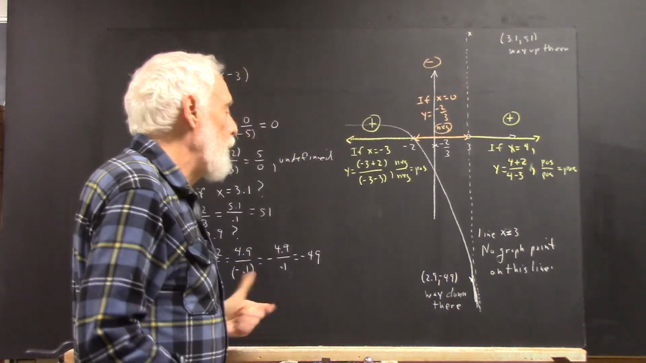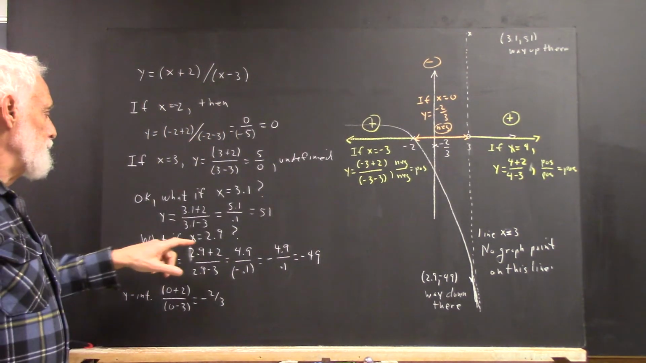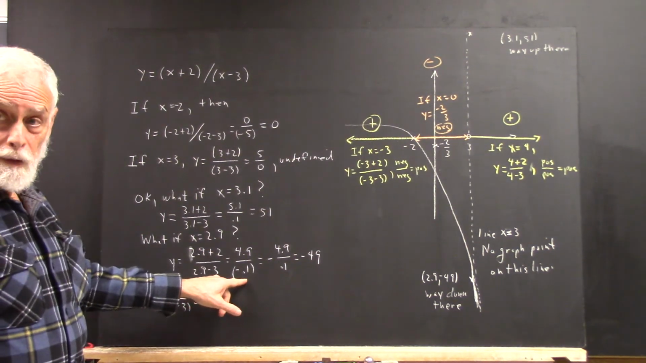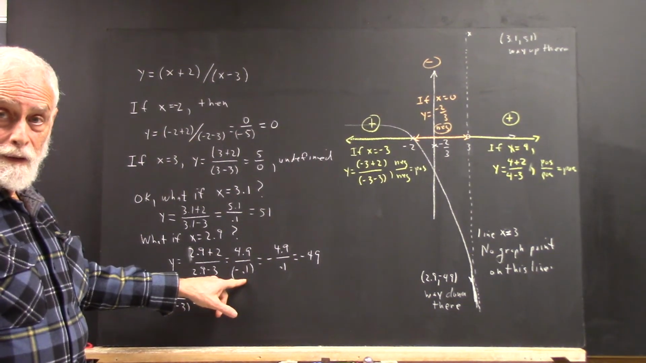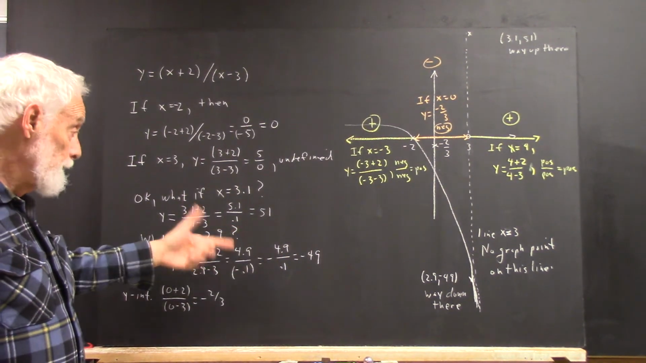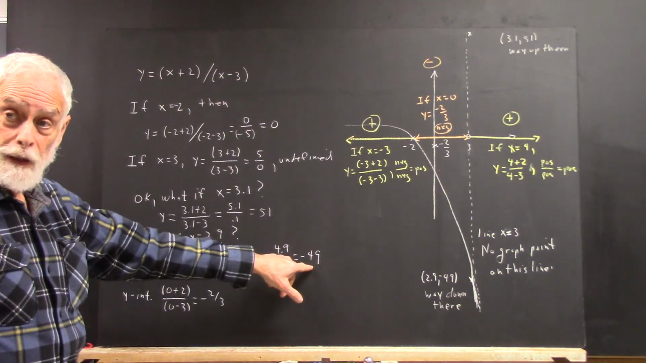Because, why? Well, making x equal 2.9 made the denominator small. Okay? And the numerator is still pretty close to 5. The denominator is getting small. That makes this number big.